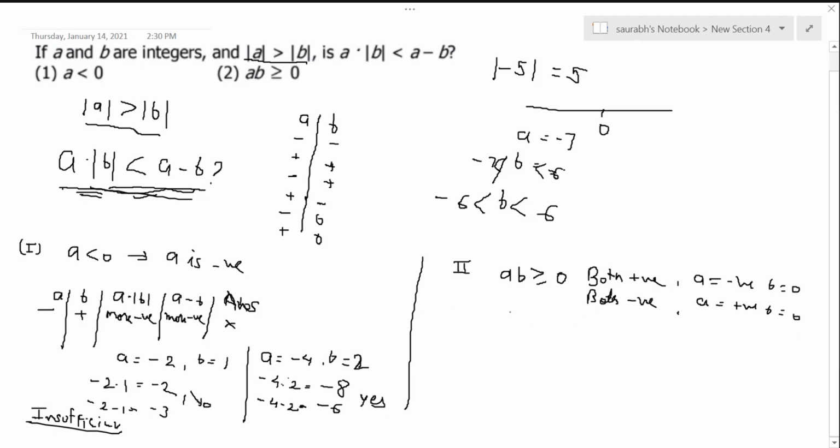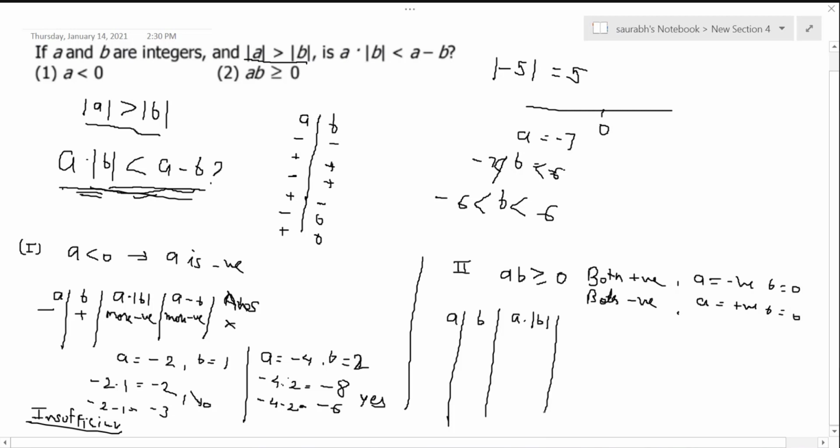Let's first consider both positive. So again, I'm going to consider all the scenarios. Yes, guys, you have to consider all the scenarios. I know it takes a lot of time, but you have to practice these questions more. The more you practice, the better you get at it. So now, when both are positive, what happens to A dot mod B?